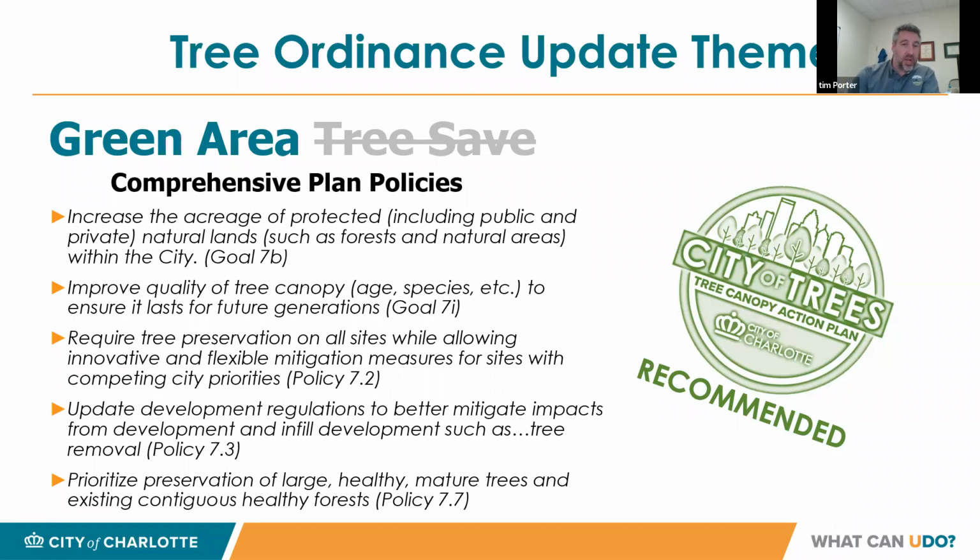There's another comprehensive plan policy objective to require tree preservation on all sites while also providing innovative and flexible mitigation measures for sites. So we're trying to find the right balance. That should have been another bulleted item on an earlier slide of the key themes of the proposed changes would be balance. It's inherent in all those other themes I mentioned, but we're trying to find the right balance environmentally, but also not to overreach or restrict too much economic development. And the bottom public policy adopted by council in the comprehensive plan in goal number 7 would be something that supports the heritage tree requirement. All that came out of the Tree Canopy Action Plan.